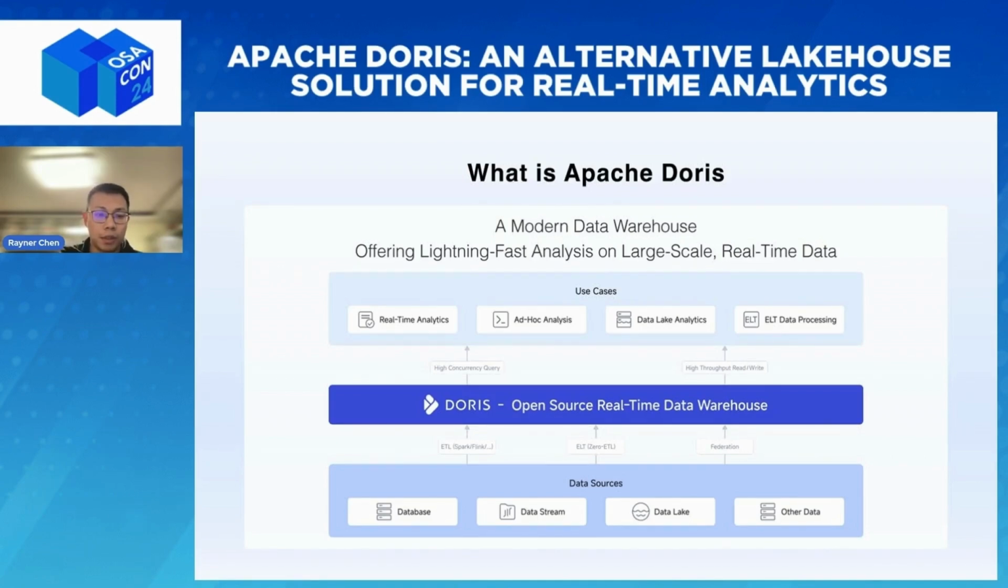The upstream system includes relational databases, data streams like Kafka and Pulsar, and data lakes and other structured and semi-structured data. And Doris can access the upstream data in two ways. One way is to import data into Doris using pipelines and processing systems like Flink or Spark, or the Doris built-in import method, and then manage it as internal table data.